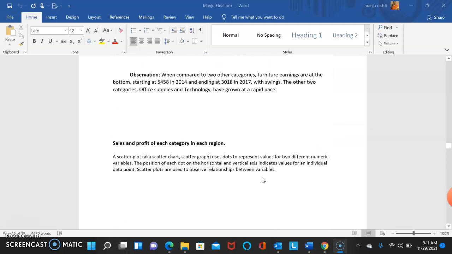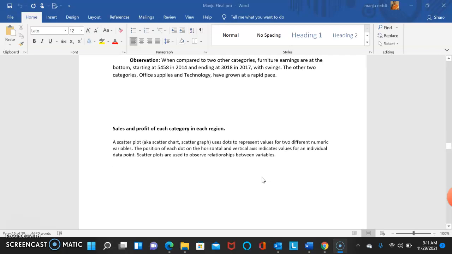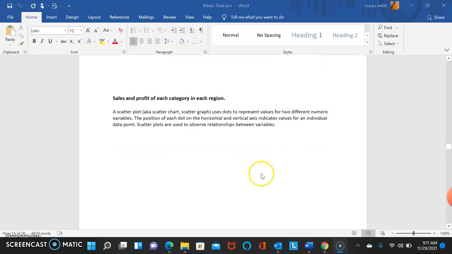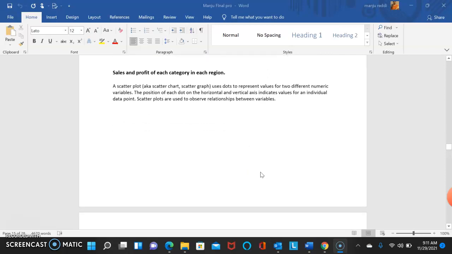Sales and profit of each category in each region. A scatter plot uses dots to represent the values of two different numeric variables. The position of each dot on the horizontal and vertical axis indicates the value of an individual data point. Scatter plots are also used to observe the relationship between the variables.